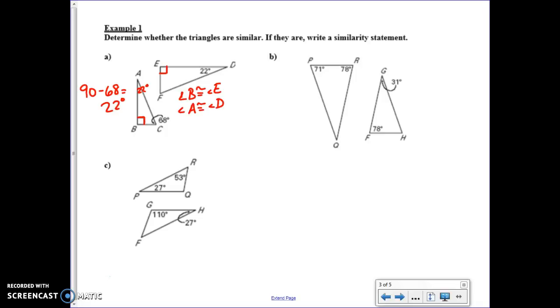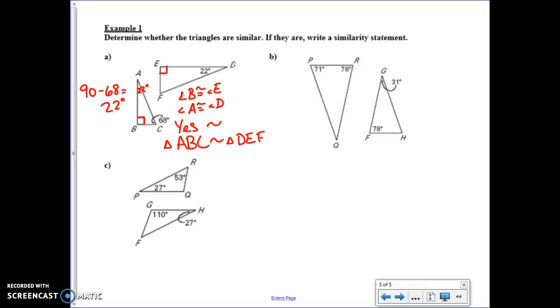So we've shown enough then that we can say that yes, they are similar: triangle ABC is similar to triangle DEF. That's our similarity statement. Okay, and then example B.